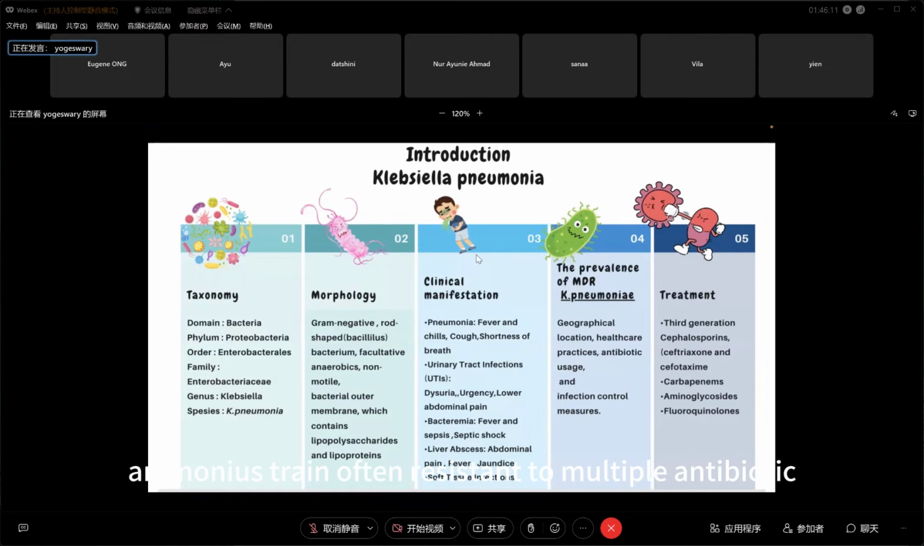Klebsiella pneumoniae strains are often resistant to multiple antibiotics, including extended-spectrum beta-lactamase and antibiotics like third-generation cephalosporins. Treatment options may include carbapenems, aminoglycosides, and fluoroquinolones.